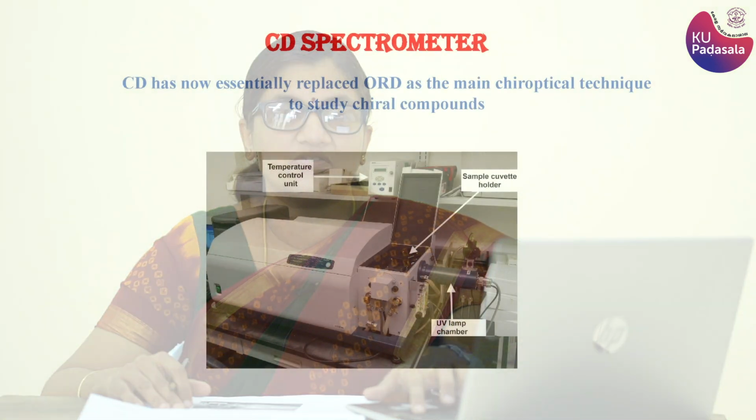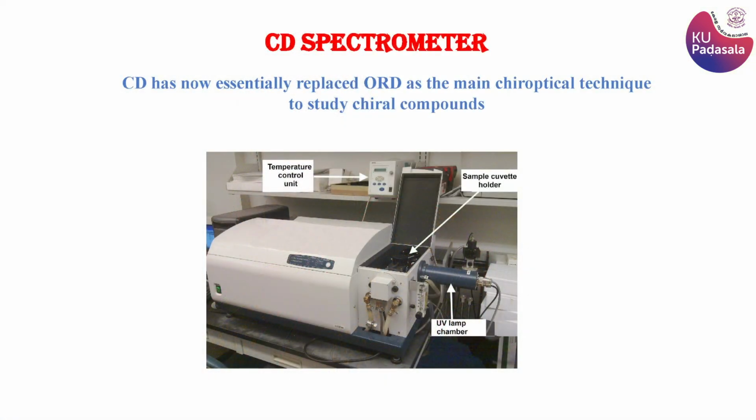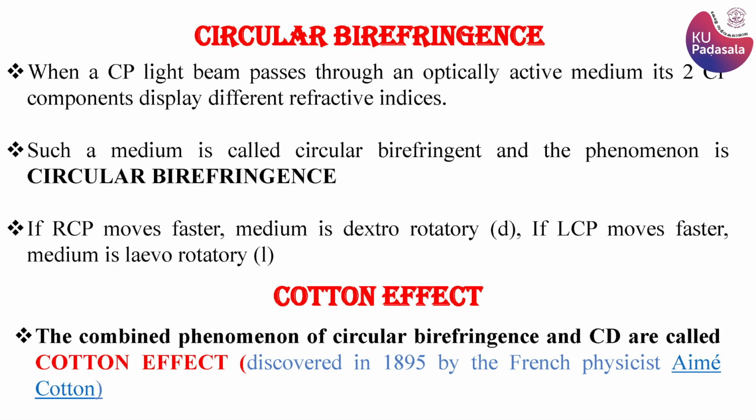Nowadays the ORD spectrum is not used in many places, and the CD spectrometer is used instead. This is the diagram of a CD spectrometer which I have shown in my slide. Before going further, let me also introduce two terms: one is circular birefringence and another is cotton effect.